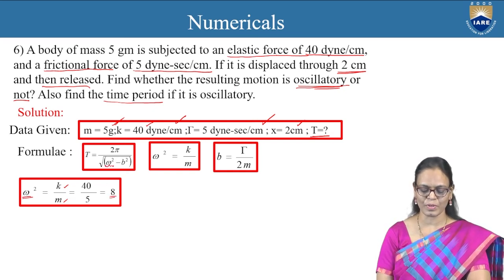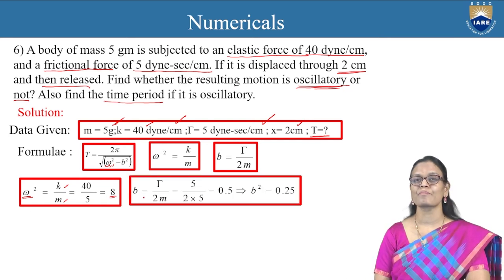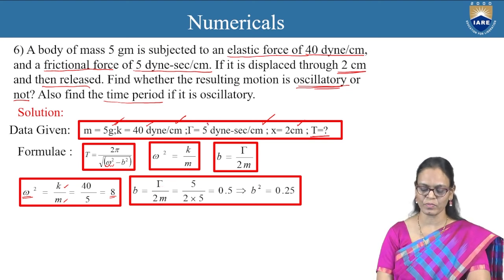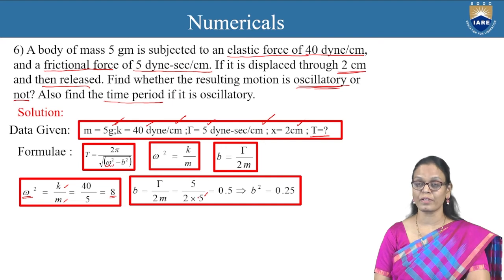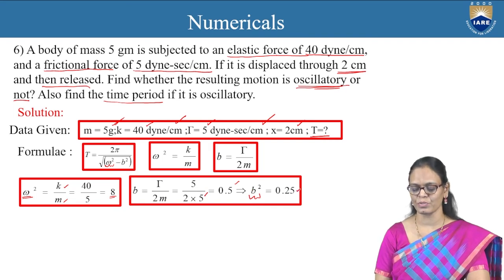Because we want omega square, we don't need omega. So we'll first find omega square. Next is b. b is gamma by 2m. Gamma is what? 5 and 2 into m is 5. So 5 by 10, that is 0.5. We want b square. So b square will be 0.25.